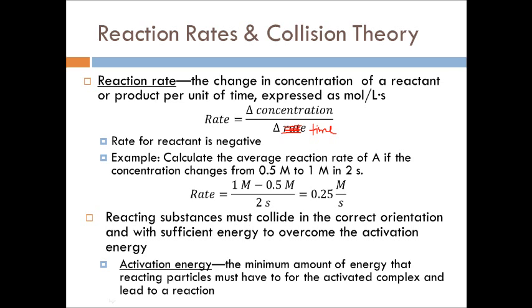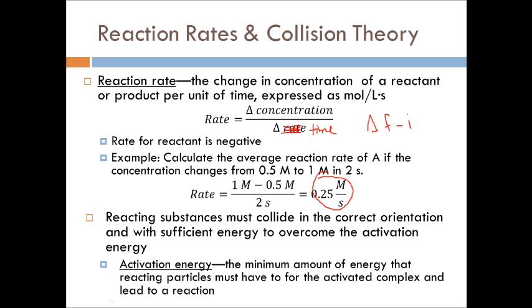So let's look at a reaction. Calculate the average reaction rate of A if the concentration changes from 0.5 to 1 molar in 2 seconds. Remember that change is final minus initial. Our final concentration is 1, our initial is 0.5, and our difference in time is 2 seconds. So 0.5 divided by 2 is 0.25 molar per second. This concentration can be in molarity, moles, or liters, or various other units. Basically anything other than time goes on top.